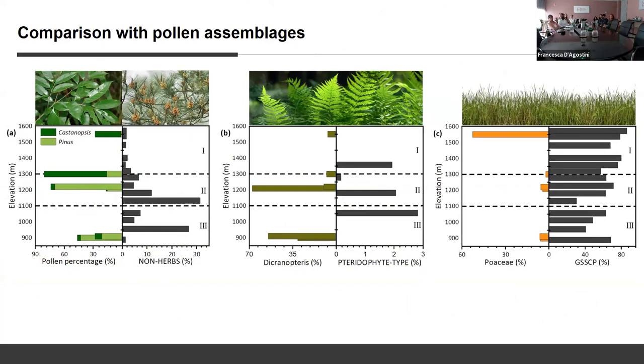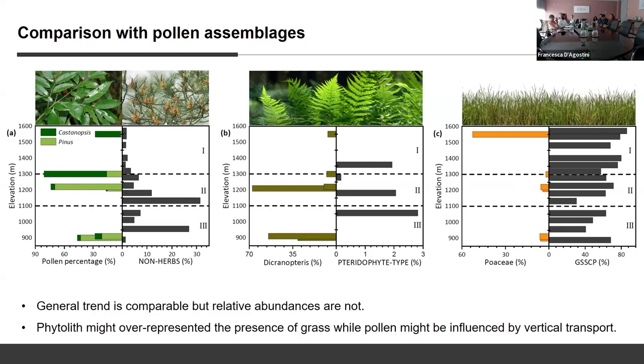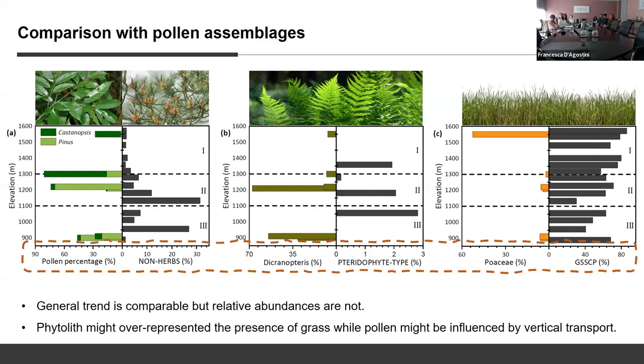For grass, we observe almost the same character. Here we indeed see an increase in grass pollen on the left, and also an increase in grass short cell phytoliths. So it looks like there's a really good match, but we should be aware that the general trend is comparable, but we should pay attention to the percentages. For tree pollen, we have a relatively high percentage compared to the phytoliths, and the grass short cell phytolith assemblage is much higher than the pollen. This means the phytoliths can over-represent the presence of grasses, I would say.